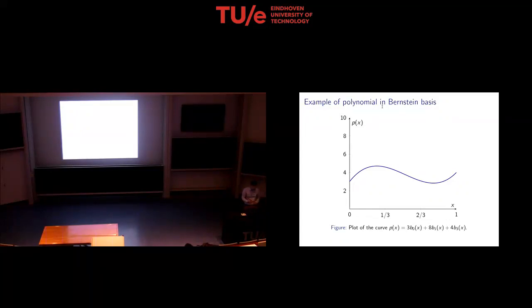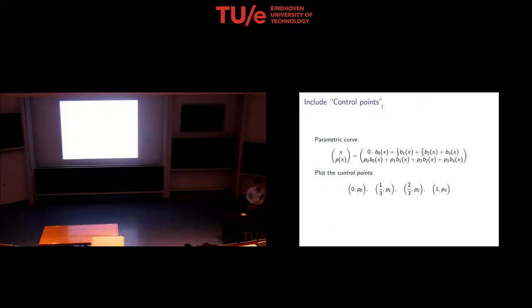So here I've plotted a cubic polynomial, which is pretty simple. It just looks like any other cubic polynomial. But I want to somehow incorporate the Bernstein coefficients, so the coefficients of the Bernstein polynomial basis, into this plot. So we can use what are called the control points of the polynomial.